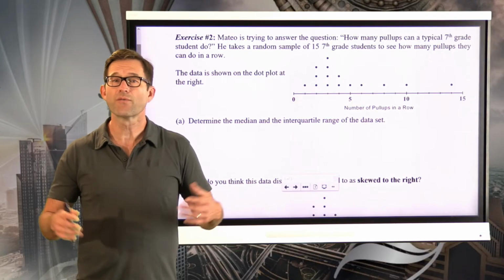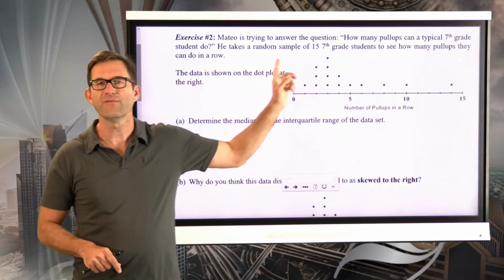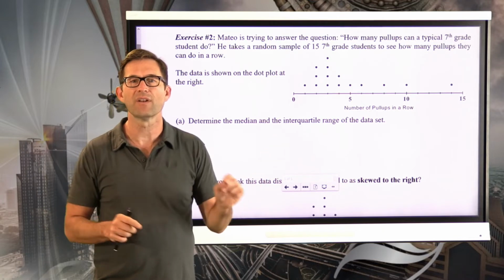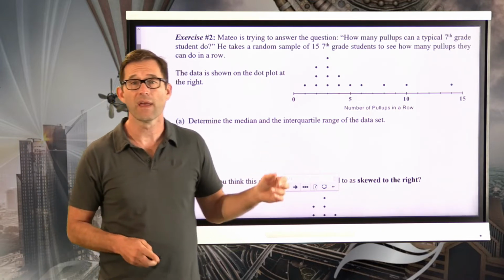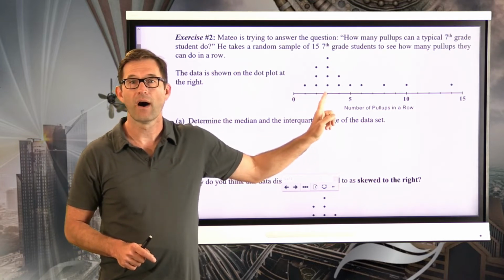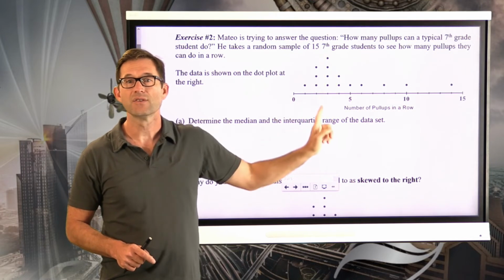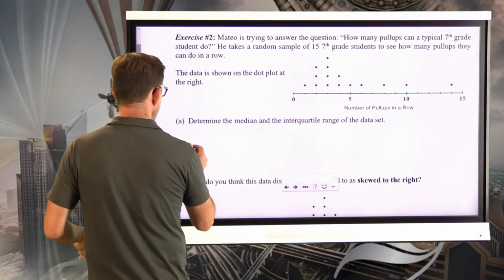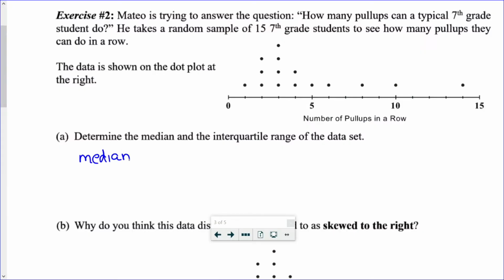All right, so let's do it. So first, remember our thought experiment, right? We've got 15 values. If we lined them all up in a row, you'd have the bottom 7, the upper 7, and the 8th one would be the median. So how do I find the 8th one? I just start to count, right? I've got 1, 2, 3, 4, 5, 6, 7, 8. So the eighth one is actually just 3, right? 3 pull-ups. So the median is the eighth value, which is equal to 3, right? So the median is 3.